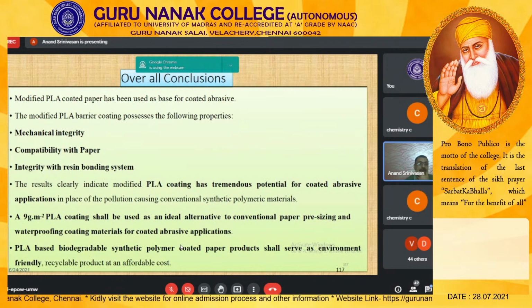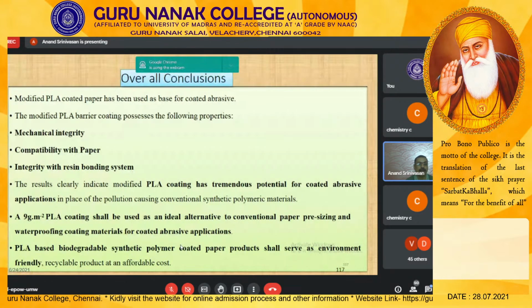So overall conclusion, modified PLA coated paper has been used as a base for coated abrasives. As I told you, when you are using synthetic polymer as a base coating, the paper becomes non-degradable. Therefore, that is the reason why we have used biopolymer based coating. And the modified PLA barrier coating possesses the following properties. That is, they improve the mechanical integrity of the paper.